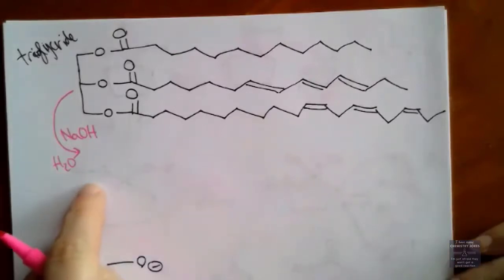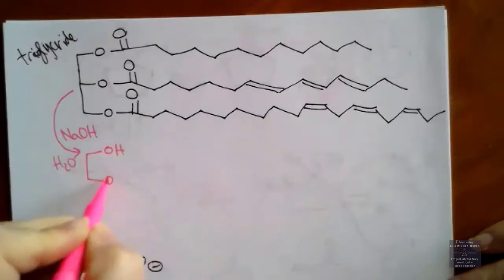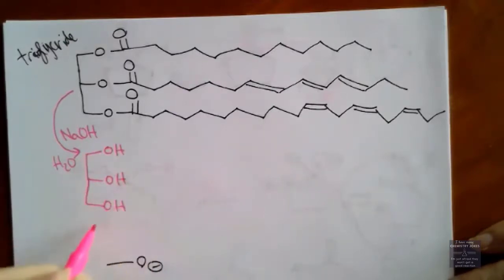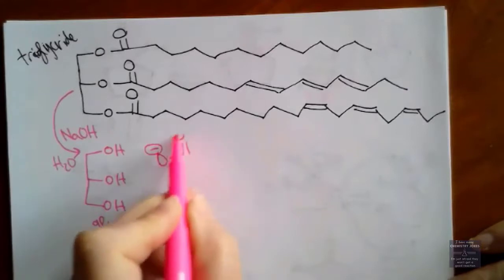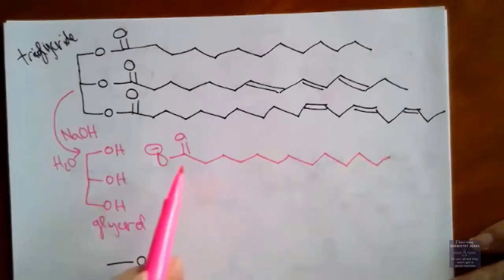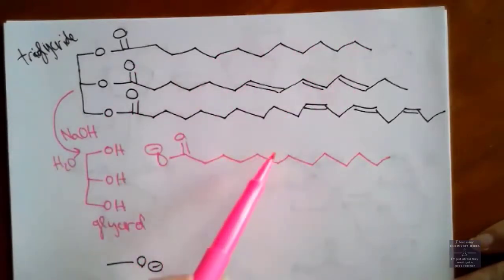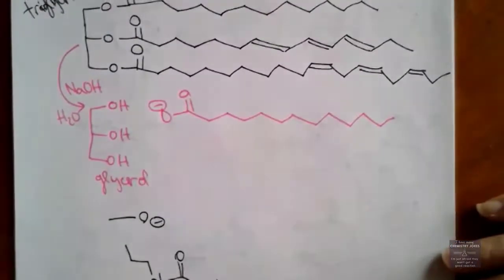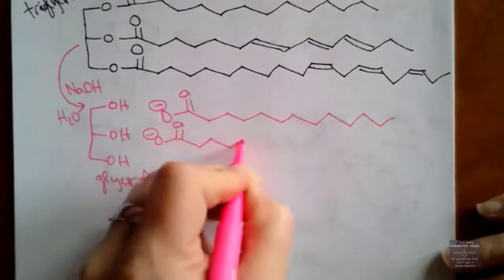When you saponify this thing, you end up making a glycerol and 3 fatty acids. Why am I drawing them as the O- version? I think I drew too many carbons. Oh, I think it's right. Why am I drawing it as the O- version? Because it's hydrolysis in base.